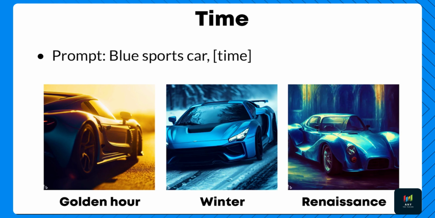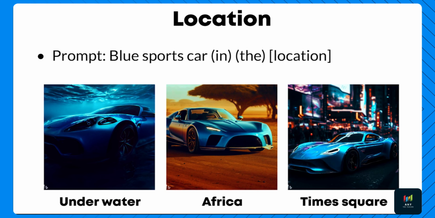Then there is the time category. Time could be the time of day, like golden hour or at night, or the time of the year, like winter. Or you could do historic times, like the Renaissance. Location can similarly be interpreted quite broadly. It could be a type of location, like underwater or in space, or it could be a geographical location, like Africa or Times Square.